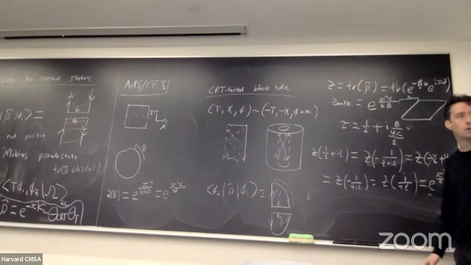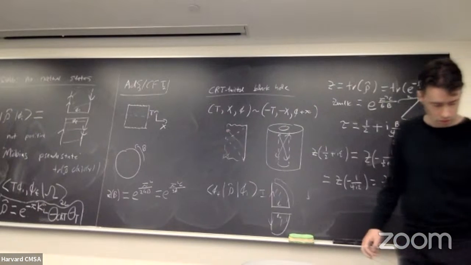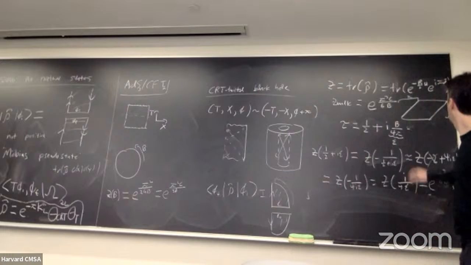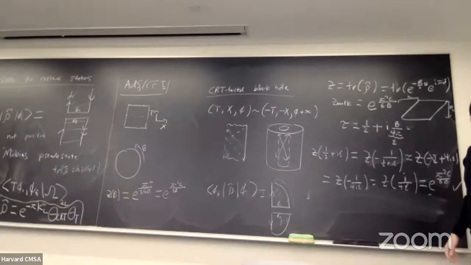Sorry, can you remind me the difference between the pseudostates and the standard canonical state? Well, you see, there's the e to the i pi j here. Yes, that's the difference. Oh, I mean, grand.